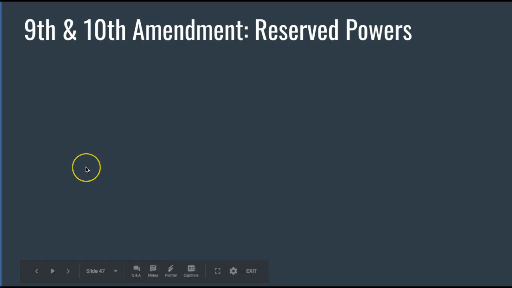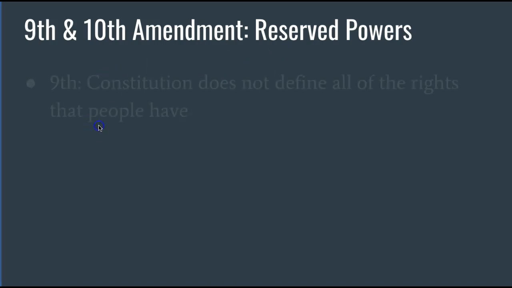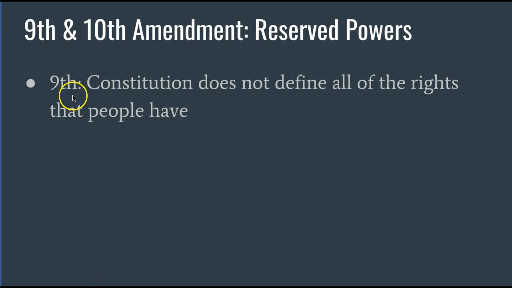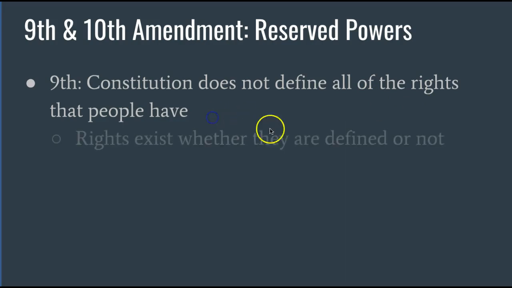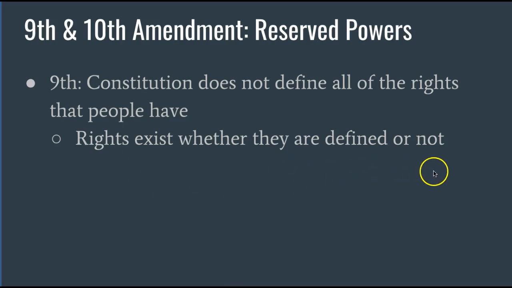Now on to the last amendments in the Bill of Rights, the 9th and 10th Amendments. To sum these up, people talk about these as reserved powers. When you reserve something, you hold on to it. All right. So, the 9th Amendment says that the Constitution does not define all of the rights that people have. There are rights that exist whether they are defined or not.